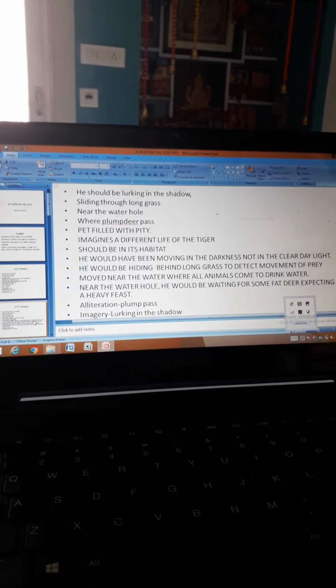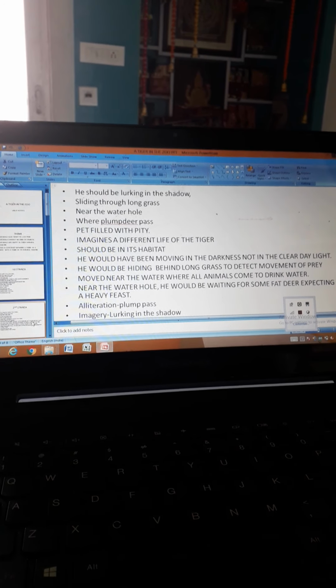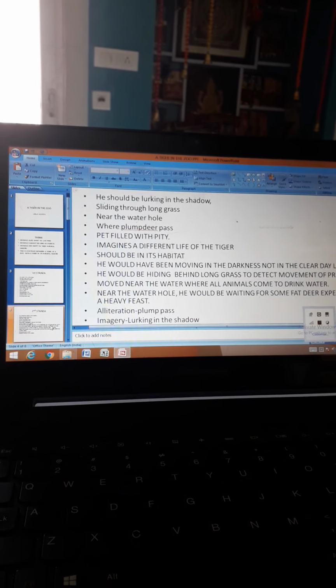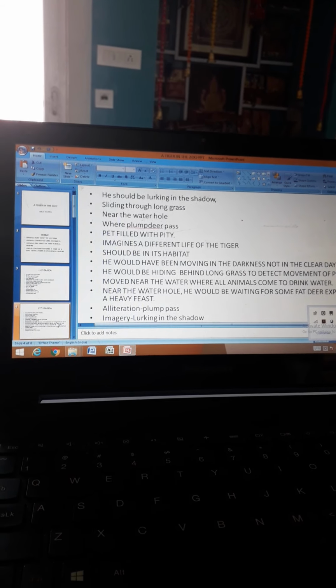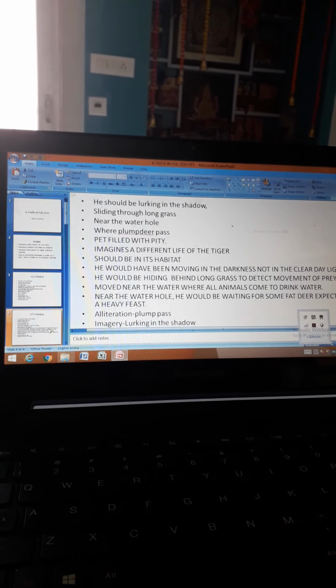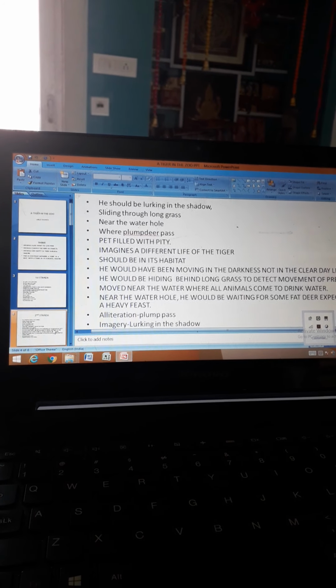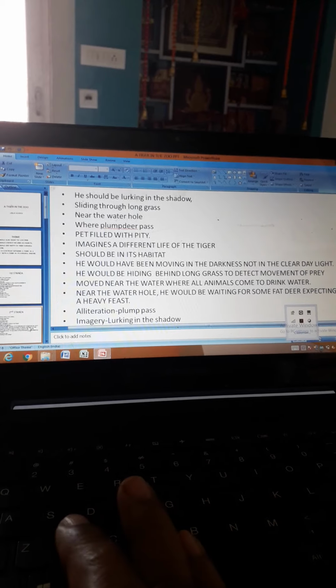Moving on to the second stanza: he should be lurking in the shadow, sliding through long grass, near the water hole where the plump deer pass. Here, the poet is filled with pity and is imagining the different life of the tiger when he was near his natural habitat. Got it, children?